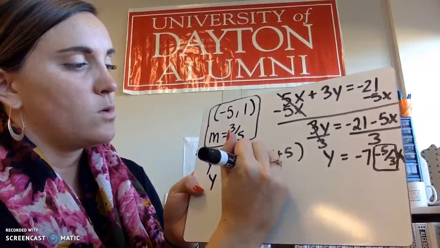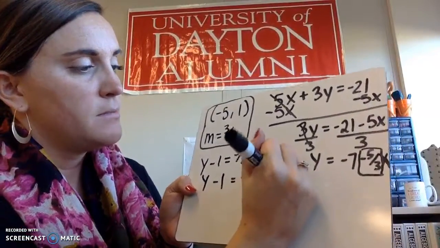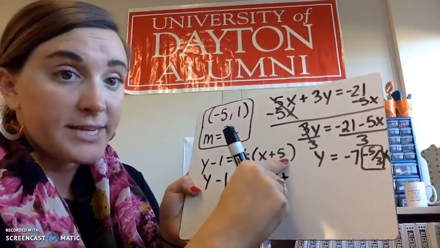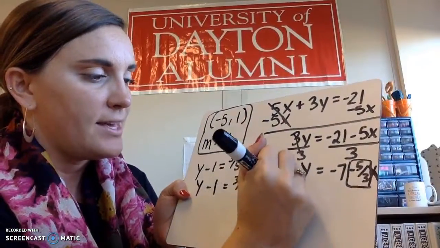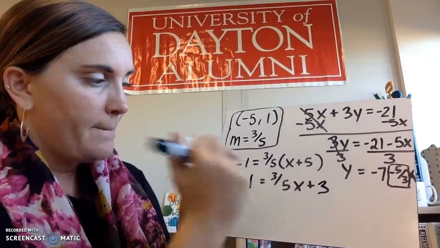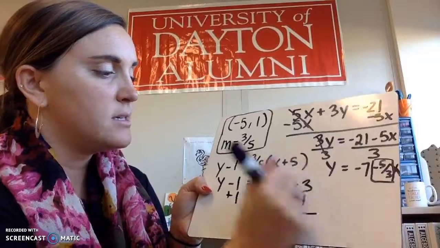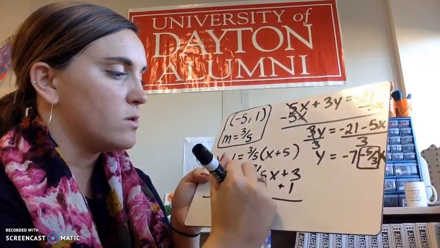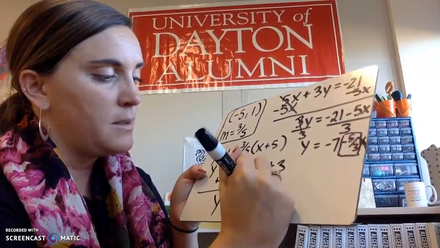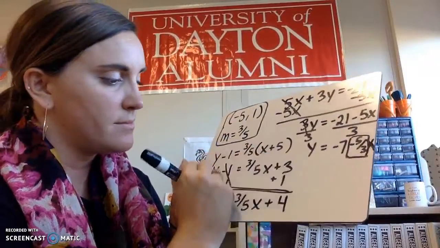Y minus 1 equals 3/5 x plus 3 times 5 is 15. 15 divided by 5 is 3. Add 1 on both sides. Y equals 3 over 5x plus 4.